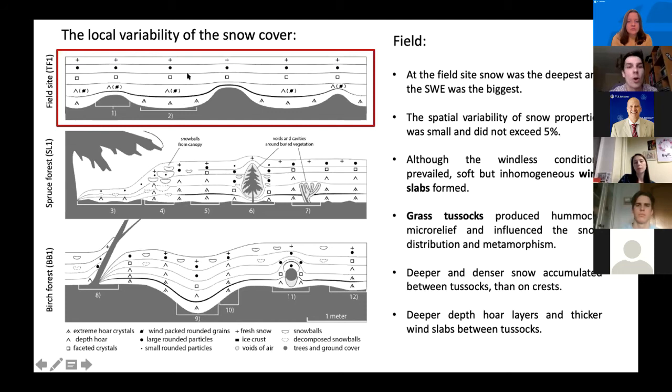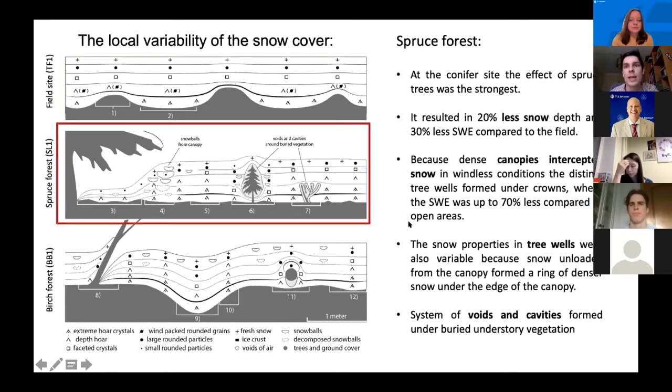Deeper and denser snow accumulated between tussocks, and deeper depth hoar layers and thicker wind slab layers formed between tussocks. Actually, above the largest tussocks, no wind slab layers formed. They all formed between tussocks mostly.